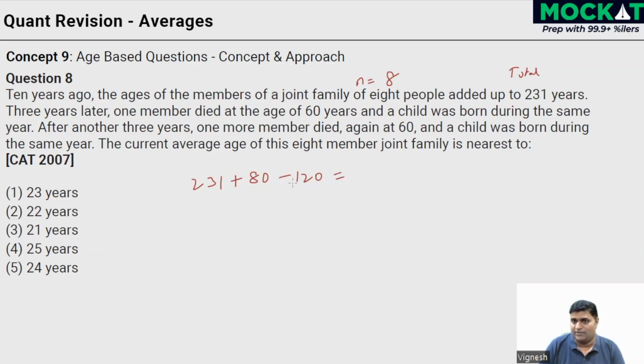That's going to be giving me the total age right now. 231 minus a 40, which comes to 191. For this total of 191, I need to find the average by dividing by 8. 192 by 8 is 24, so this is 23.7 or so. So 23.7, the closest over here is option 5, 24 years. So this is the way we go about this question.